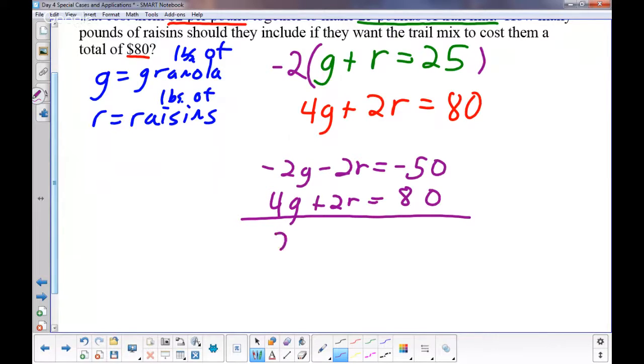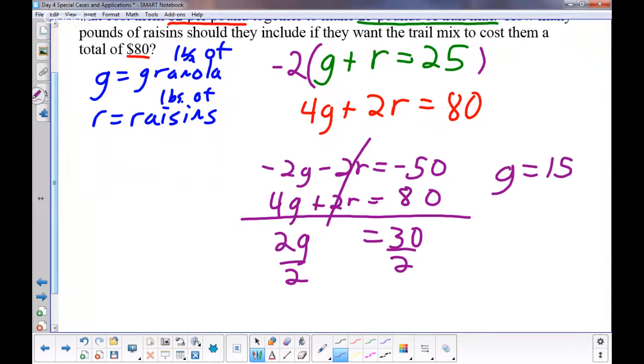-2 plus 4 is 2G. 2 times the granola equals, we see our R's cancel out. -50 plus 80 is 30. So I get 2G equals 30, divide both sides by 2. And we end up that granola is 15. So there are 15 pounds of granola, but that's not what I'm asking for.